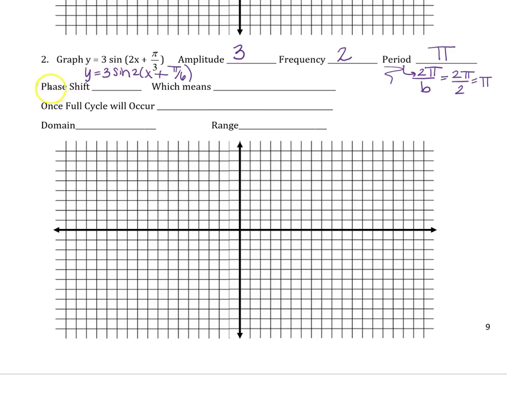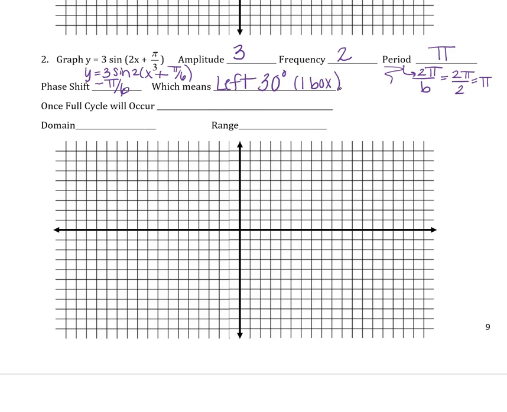Now the phase shift, which is its horizontal shift, is determined by this number right here. Now it's going to be the opposite sign, so negative pi over 6, which means it's moving to the left. And it may be helpful for you to convert back to degrees from time to time. So if you think of negative pi over 6, that's the same thing as left 30 degrees, which when we set up our boxes down here is going to be one box.